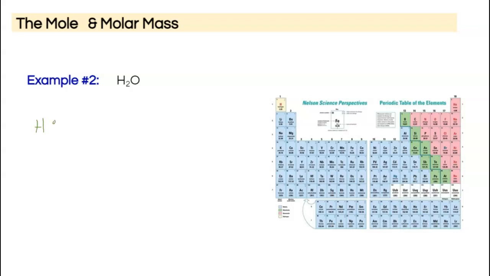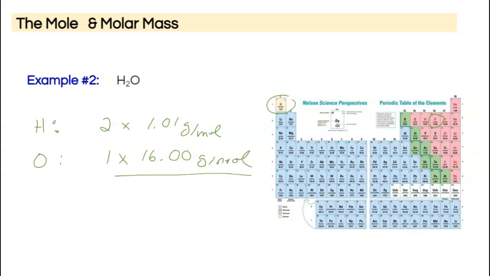So for hydrogen, I, in this case, have 2 hydrogens, each with a molar mass of 1.01 grams per mole, right? And then I also have oxygen, but I only have 1 oxygen atom, and each oxygen will have a molar mass of 16.00 grams per mole. Of course, these values, like I said, might change slightly depending on the periodic table that you have. And so 16 plus 2 times 1.01 should give me 18.02 grams per mole. And there's my molar mass for water.